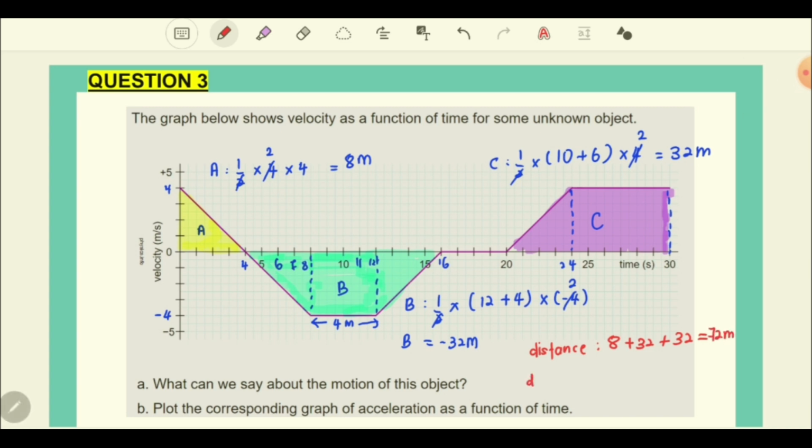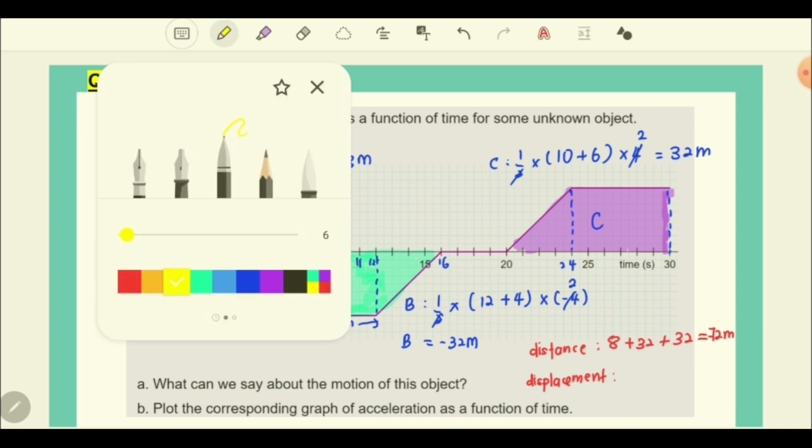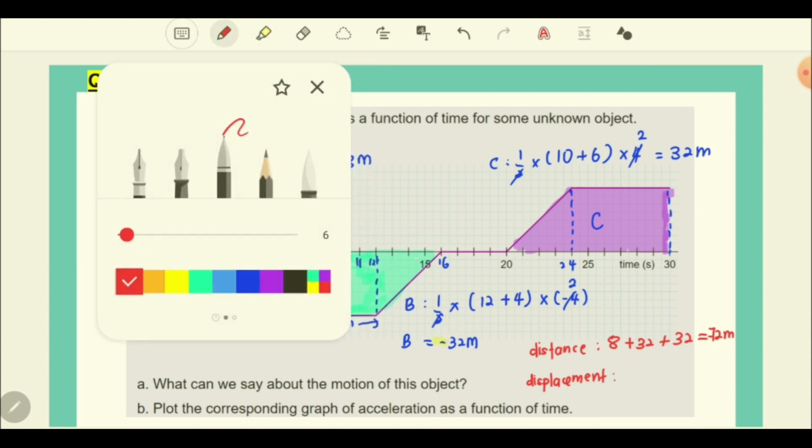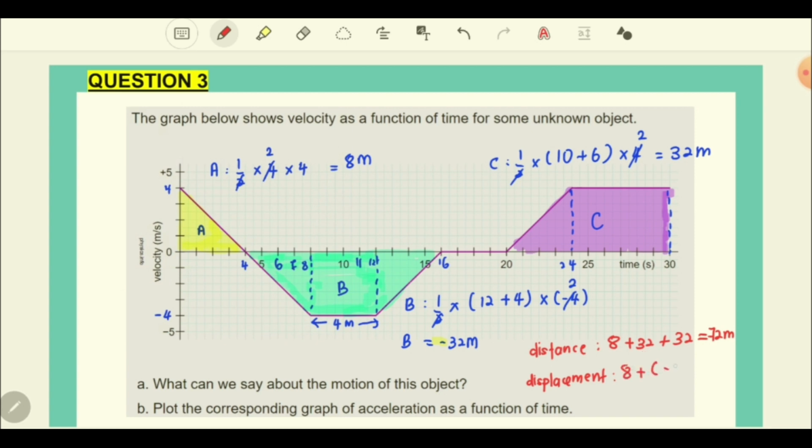Okay, but for distance it's a scalar quantity, so no direction, so we ignore the negative sign. But for displacement, in your calculation, we need to take the negative sign in the calculation. So it should be 8 plus negative 32 plus 32.